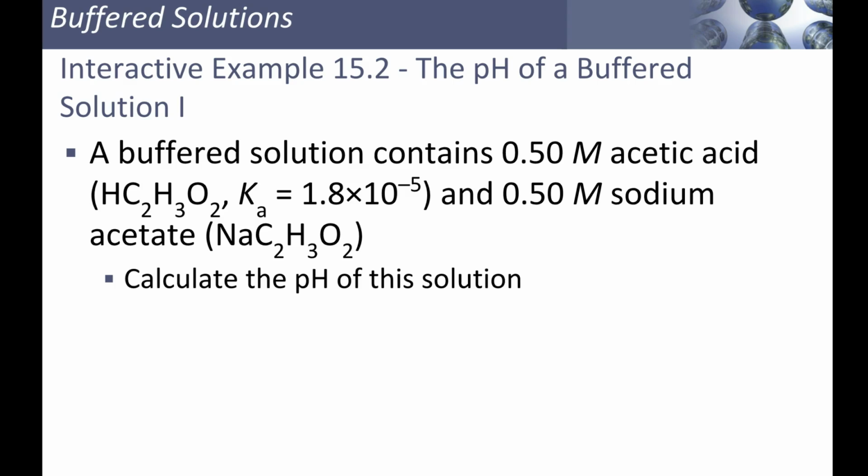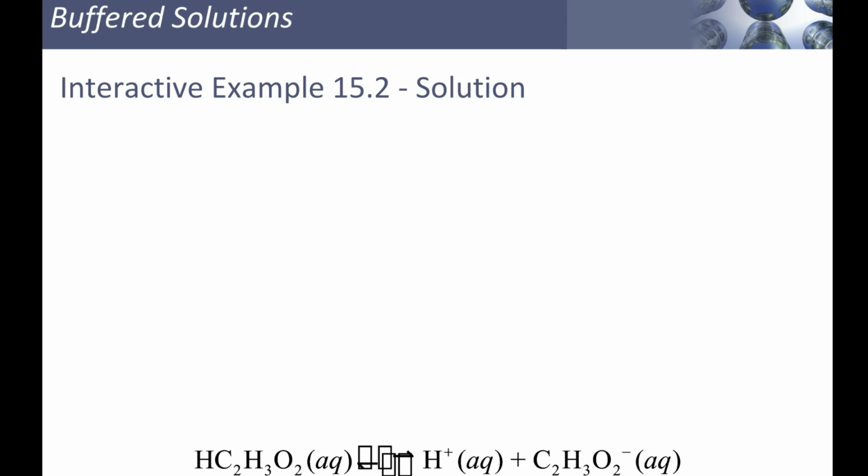Okay? So how are we going to calculate the pH of something that has now two things in there? But it does have a common ion, right? Remember the common ion effect. This is going to inhibit the dissociation, right? Acetate is your common ion here.